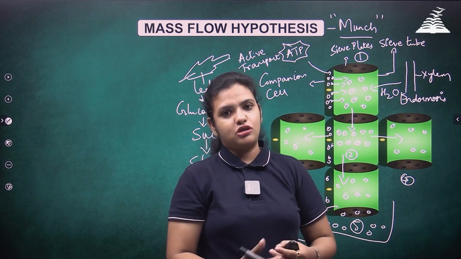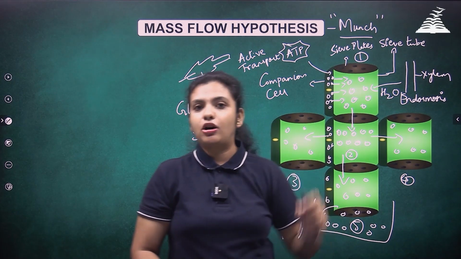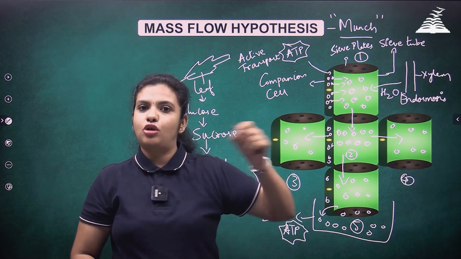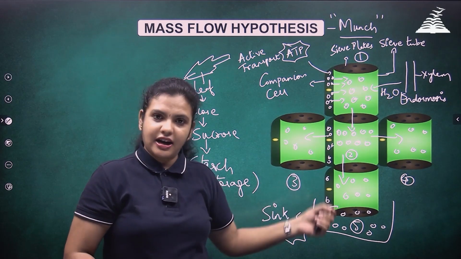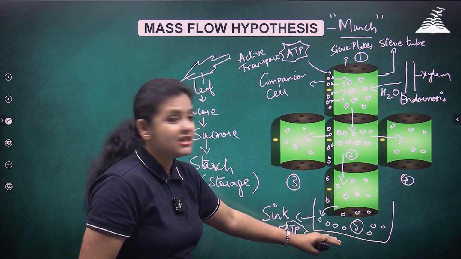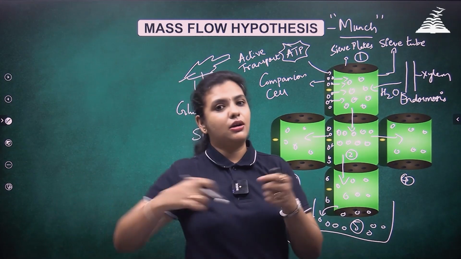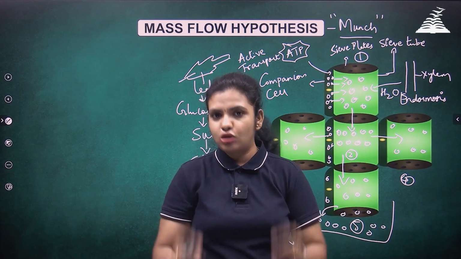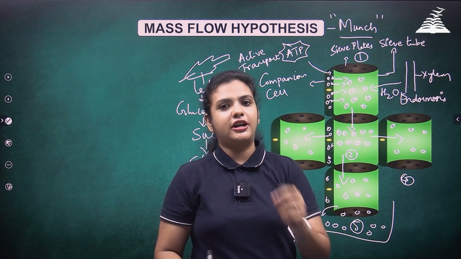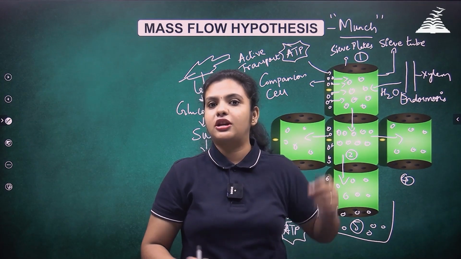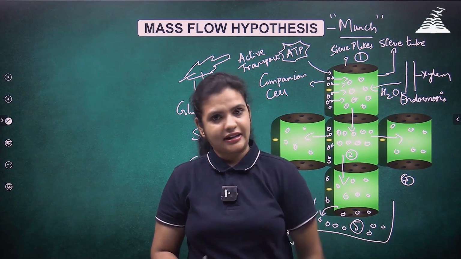Simultaneously, endosmosis is also happening because water from the xylem is also entering into the plant, right? And when it reaches the sink or the storage organ, the sugar molecules are converted into starch because that's a storage form of sugar in plants, and for this also they require energy, which is an active process.